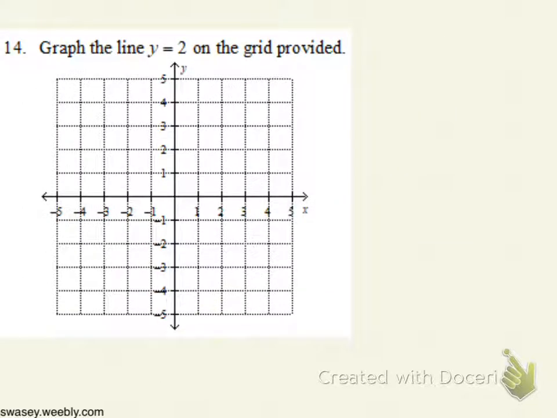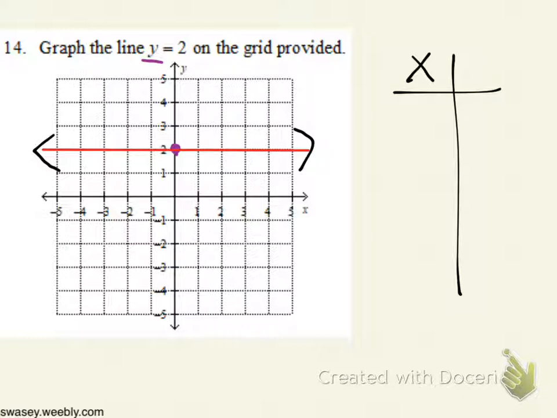For number 14, we only see y, so let's find the y value of 2. We'll go to the y-axis and find 2. And then if it's only y, then it's a horizontal line. Again, if you forget that, you can fill in the 2's for y. Y is equal to 2 every time.